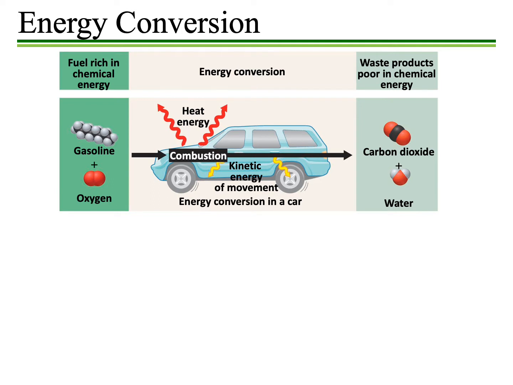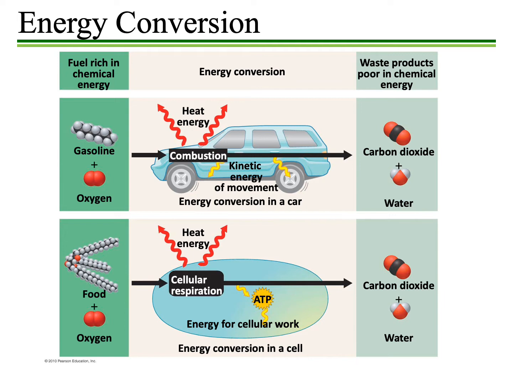So in this example, our fuel source is gasoline. It turns out that it also does require oxygen for the process of combustion. The process of combustion results in the release of energy in the form of heat, but also the conversion of some of that energy into kinetic energy, which allows for the movement of the wheels to take place. You can also see that carbon dioxide and water are what are considered waste products in this reaction.